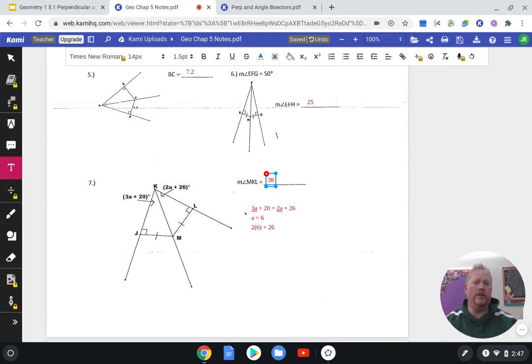So that's what you need to know about an angle bisector, is that any point on the angle bisector is the same distance from the two sides. If a point is the same distance from two sides, it's on the angle bisector.